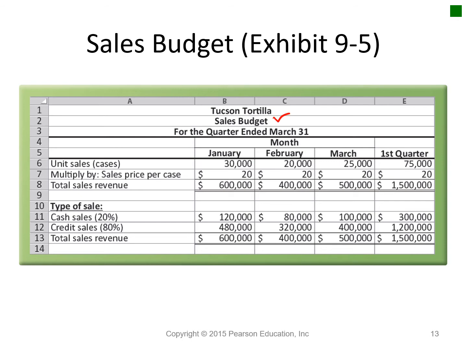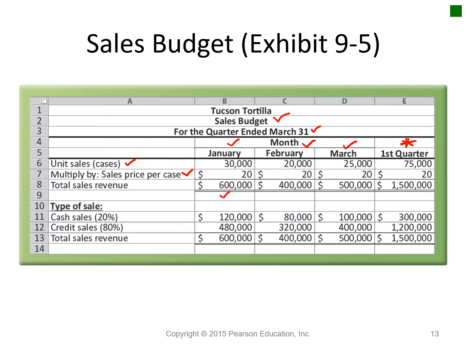This is a sales budget for the quarter ended March 31st. That means January, February, March. So notice here's January, February, March, and then they've summarized it in this column. Notice here's your unit sales. You've got the sales price, which is $20 per case. You multiply these, so 30,000 times 20 gives you 600,000 of sales revenue.